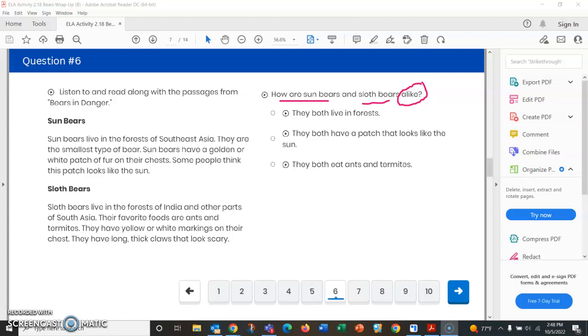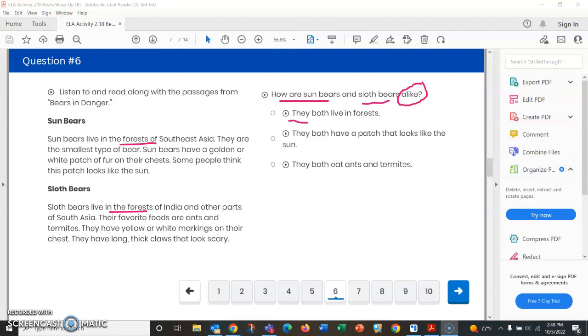So sun bears, it says sun bears live in the forests of Southeast Asia. And I'm going to start reading sloth bears. Sloth bears live in the forests of India. So right now I have a pretty good feeling that that first one's probably right because they both do live in forests. Do they both have a patch that looks like the sun?